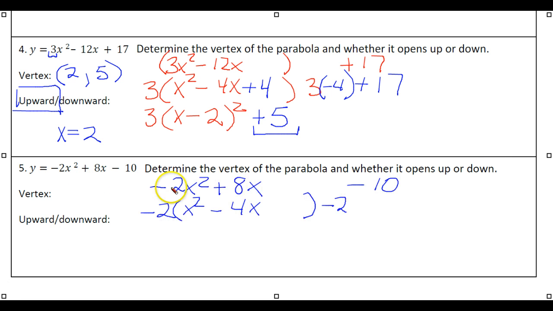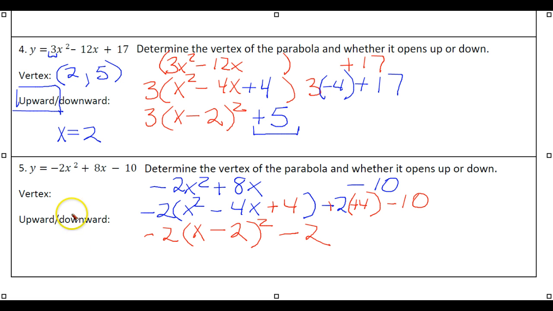Now we're going to factor out a negative 2 from here, which is what we've done. Now we're going to use that technique. X, half of this is 2. And then we square that. That gives us a plus 4. We now have to subtract that plus 4 as a minus 4 here. Minus 10. So we get then here, this will be a positive 8. Minus 10 gives us a negative 2.